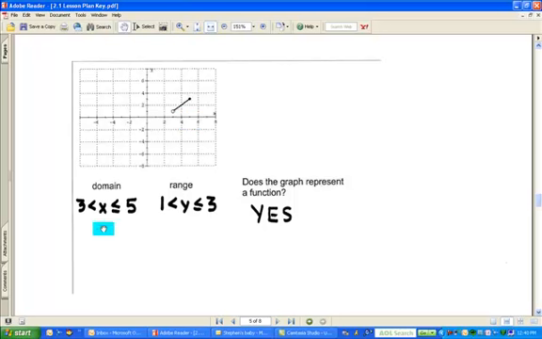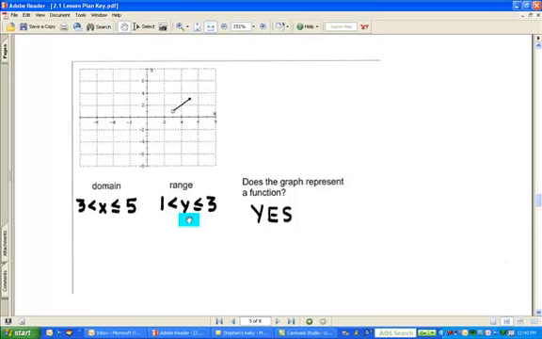But notice down here, and this is very important, the reason there's an equal under the 5 but there's not one under the 3 is the 3 corresponds to where the hole was. So that's why 3 is not included but 5 is. So x is in between 3 and 5, not including 3 but including 5. Big difference. Range, the same thing.